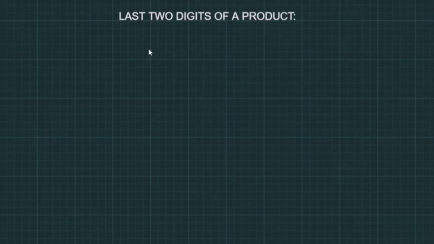So in this trick, we are going to see how to find the last two digits of a given product. For example, if you take 16 into 15, the result is 240, in which the last two digits are 40. But in your exams, you will not be getting two-digit numbers to multiply. Instead, you will be getting more than four-digit numbers.